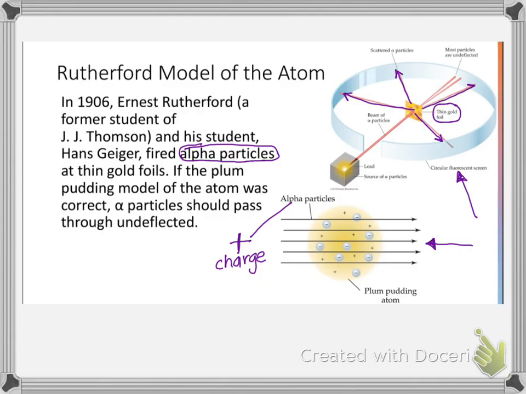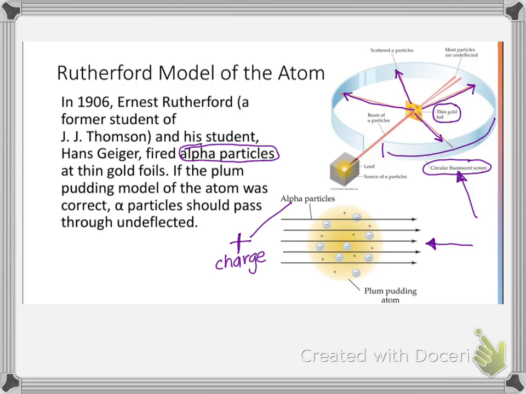So they scattered, they were deflected, they got put into different directions. And this big ring around it, you can see here, it's a screen. That's what they were using to detect. So it could detect when the particles hit it.